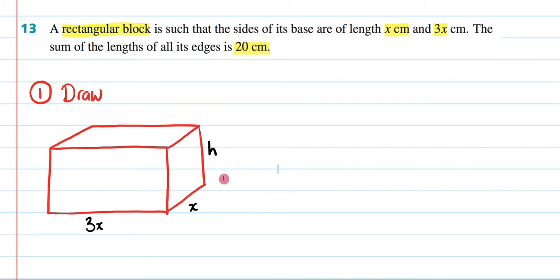Okay, the next thing that we're going to do is consider this sentence, which says the sum of the lengths of all its edges is 20 centimeters. So that means if I add all the edges together, it's going to be 20 centimeters. So let's figure out what that would be. Actually, let's extend this to the back so we can see all the sides. So I'm going to just draw this down like this, so we can see through the box here.